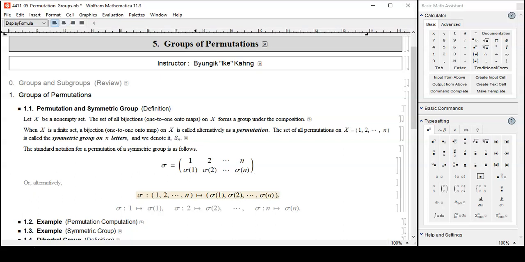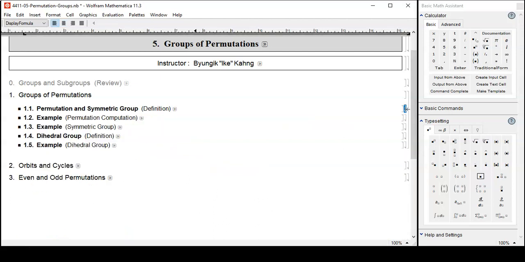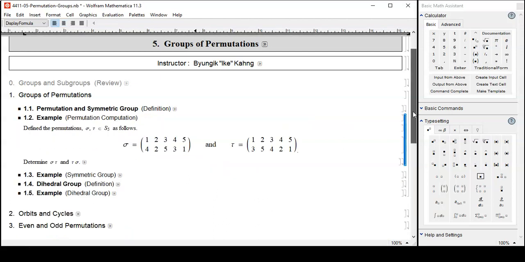Yes, an n-tuple is ordered, so this is a valid expression. Or we can just list them all: 1 goes to sigma 1, 2 goes to sigma 3, like those. But whenever possible, I'll try to follow our textbook author's preferred notation, like this. You just have to get used to this. And the best way to get used to this is, of course, to use it often.